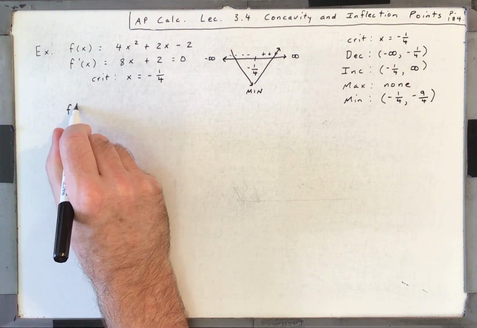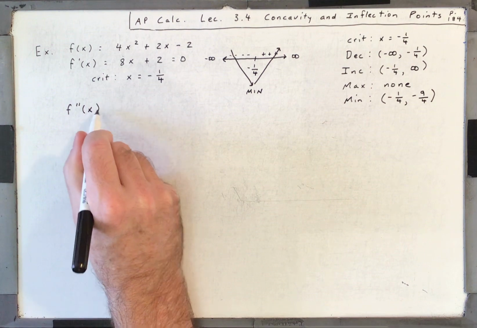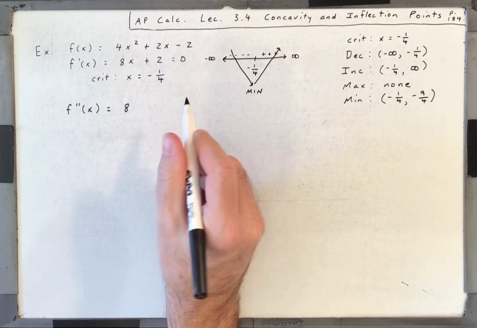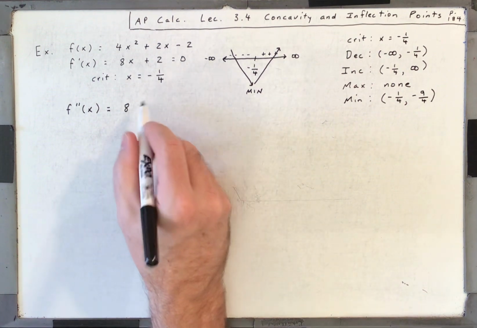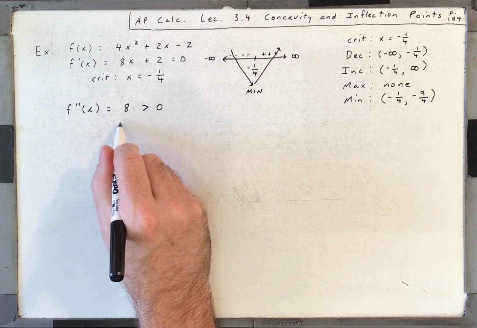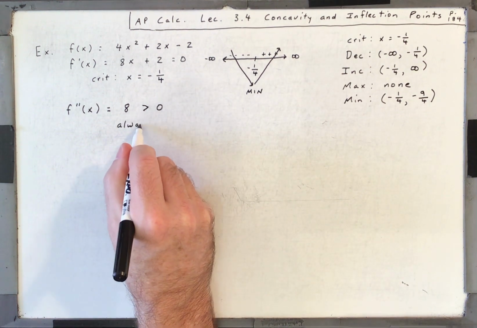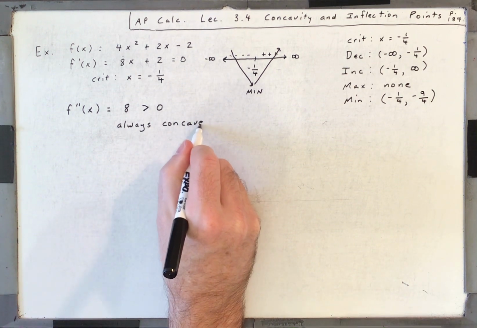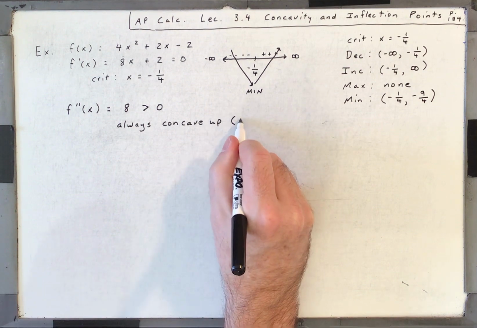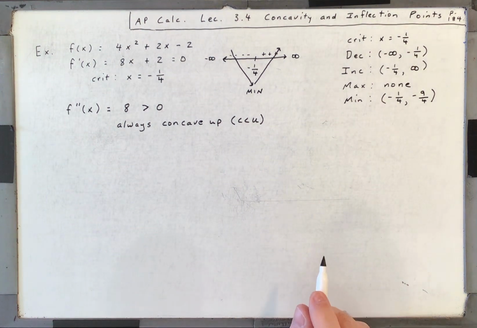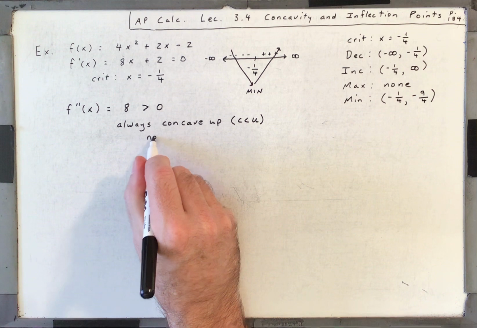So you take the second derivative. So let's look at this. That's just 8. It's the sign of the second derivative that matters. 8 is always greater than 0. So this function is always concave up. And I'm going to abbreviate that with the acronym CCU. So it's always concave up. There's no inflection point.